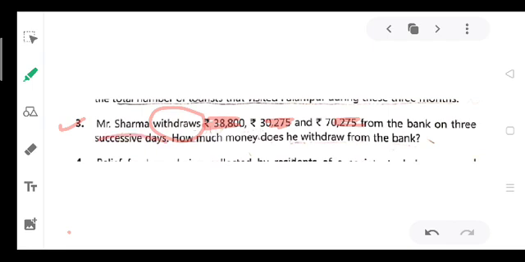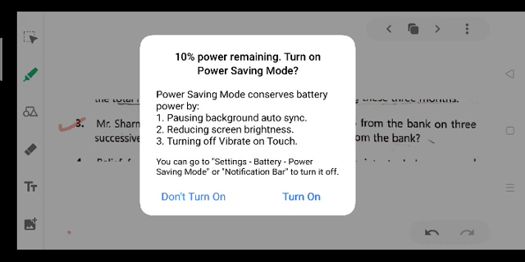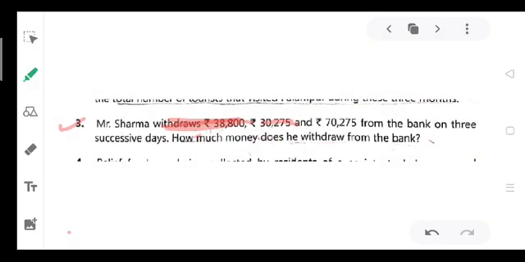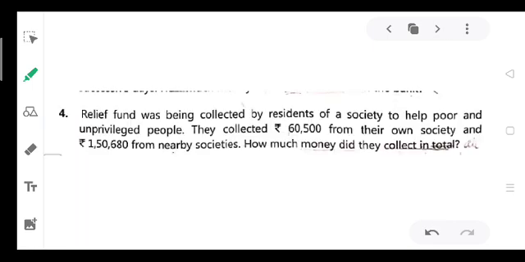What is the meaning of 3 successive days? Means continuous 3 days. So it means 38,800 rupees were withdrawn by Mr. Sharma on first day. Or you can write money withdraw on first day 38,800. Money withdrawn second day 30,275 and money withdrawn third day 70,275. Total money withdraw in 3 days is equal to, we will add this. All the 3 we will add.